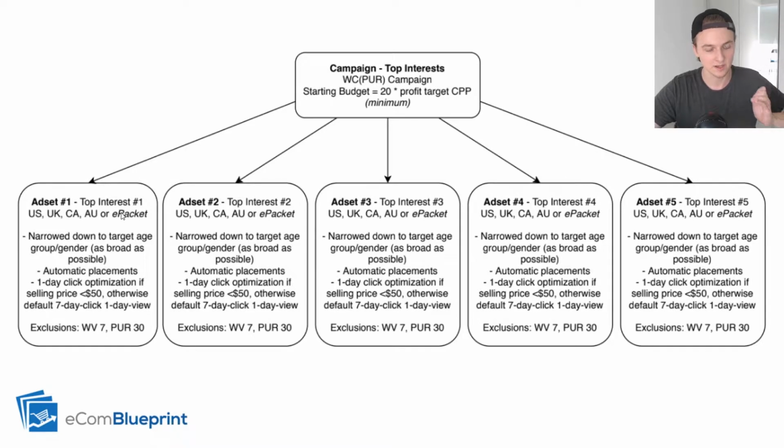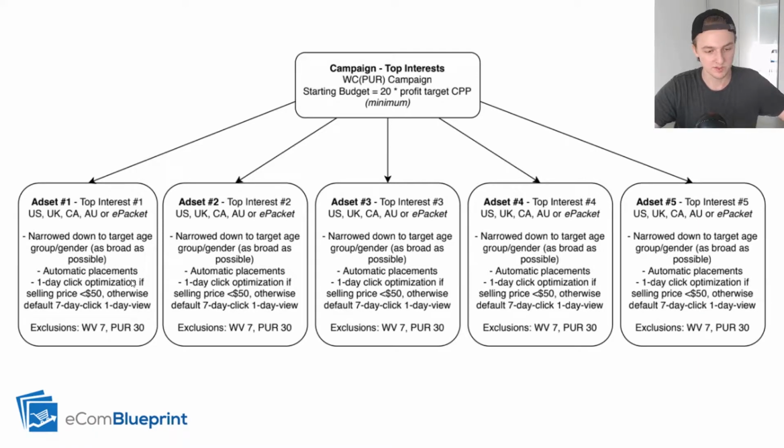So you want to select that interest, narrow it down to your target age group, gender, if necessary, right? Like if in the sandbox campaign you had narrowed that down, you want to leave that narrowed down. But you also want to make it as broad as possible. So for example, if you're narrowing down by age, you want to keep the age range that you're narrowing down by as broad as possible within the realm of profitability.